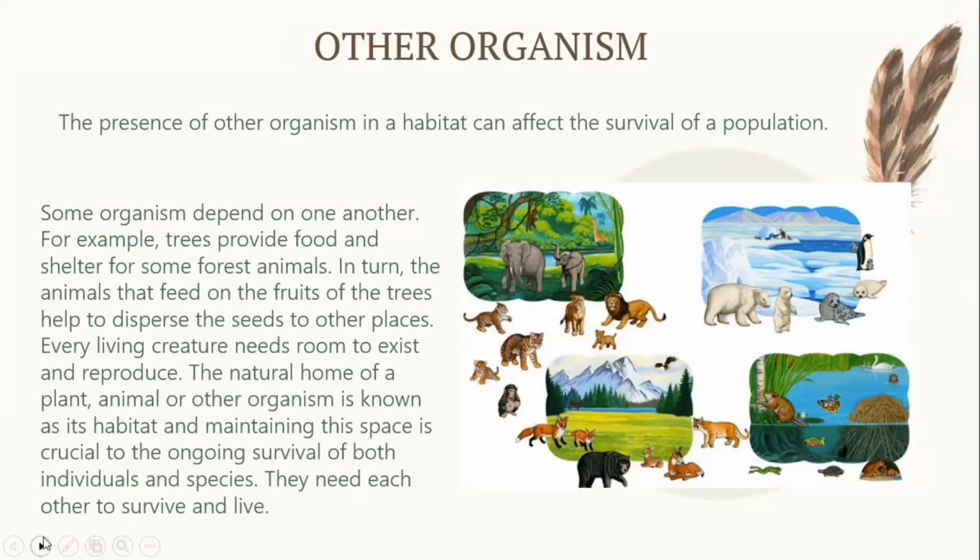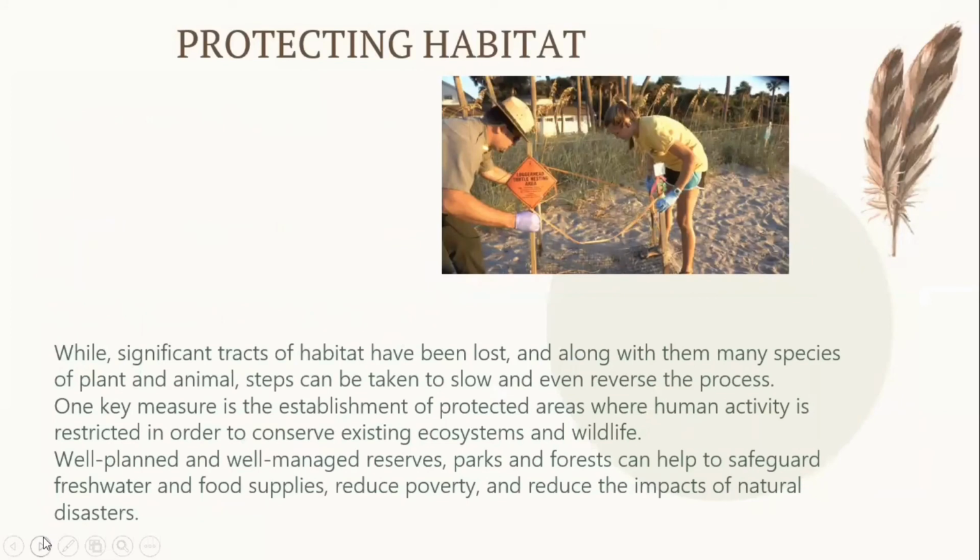Last, we need to protect our habitat, the habitat that already exists. While significant tracts of habitat have been lost, and along with them many species of plants and animals have disappeared, steps can be taken to slow and even reverse the process. One key measure is the establishment of protected areas where human activity is restricted in order to conserve existing ecosystems and wildlife.